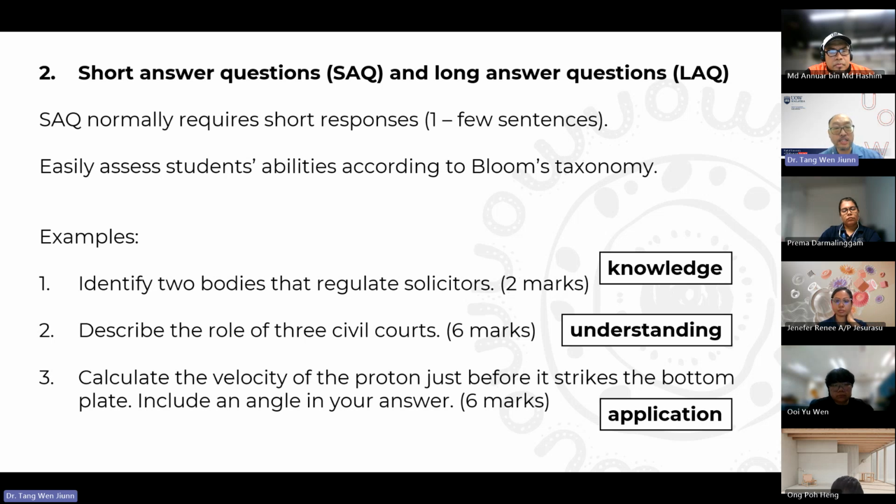Then we have the question, describe the roles of three civil courts, for six marks. They need to write more, but the question is asking them to describe. If they manage to answer it, we know they have achieved the understanding part of the LOs. Like this one, calculate the velocity. Calculation will be application. We use the same technique, but when we teach them it might be with different examples. In the questions, there is a different scenario but it requires the same techniques, so it's application.